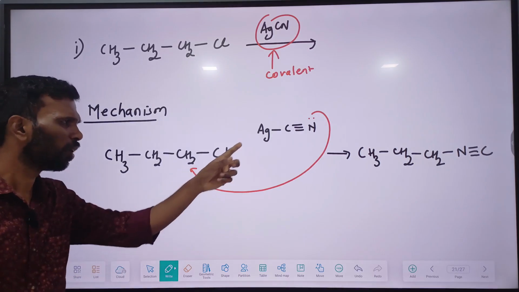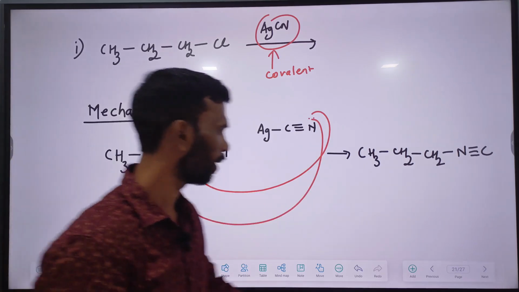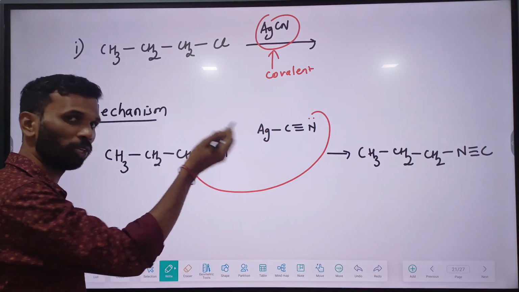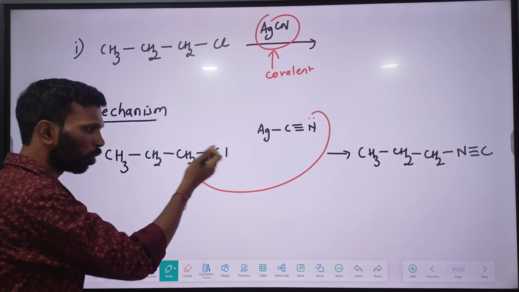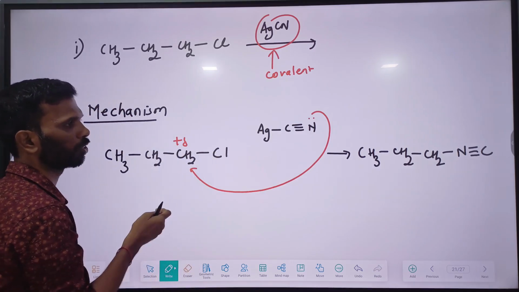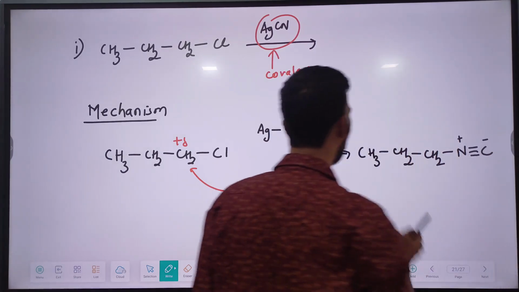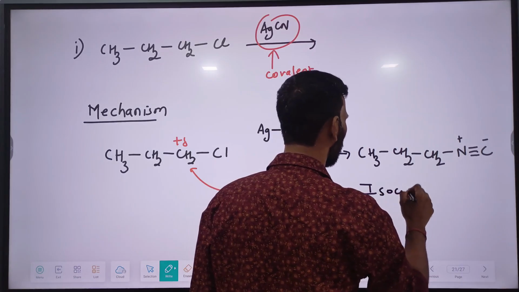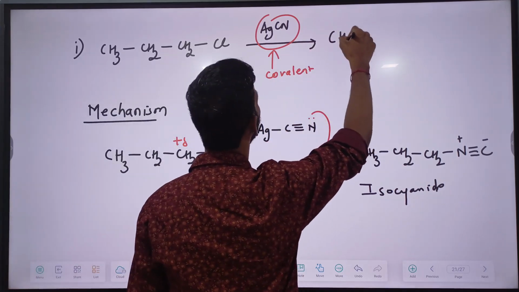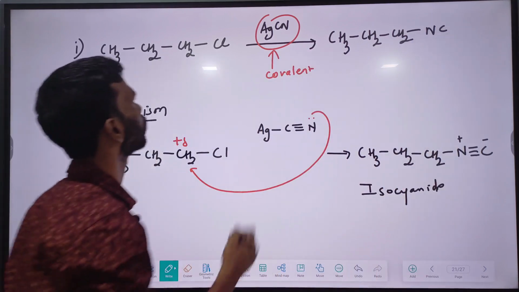Why only this carbon? Why did it not attack on this carbon? Understand that this is connected to the electronegative element. Again, you have to know what electronegativity is, because of which there is a partial positive charge on this carbon. So this is electron rich, this is electron deficient. That's why this is what you are getting. Over here plus charge, minus charge. Isocyanide, basically you get the isocyanide. This is called isocyanide. In this reaction, I'll write the product: CH3CH2CH2NC, isocyanide.